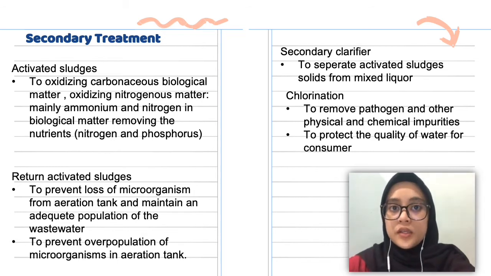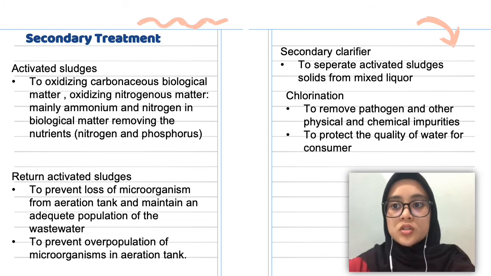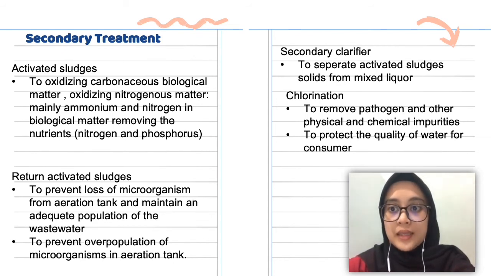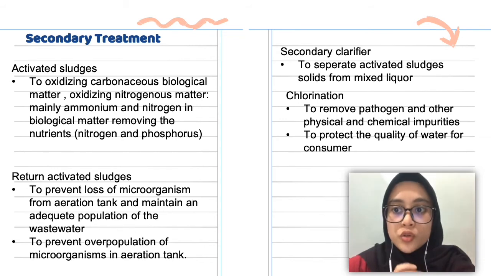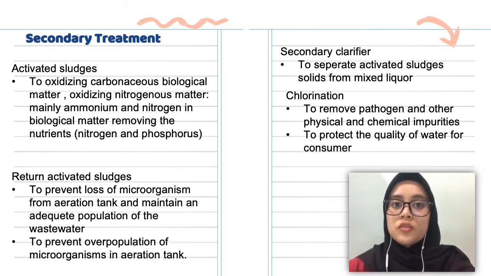For the secondary clarifier, it is used to separate the activated sludge solids from the mixed liquor. And lastly is the chlorination tank, which is used to remove pathogens and other physical and chemical impurities. It is also used to protect the quality of water for the consumer.